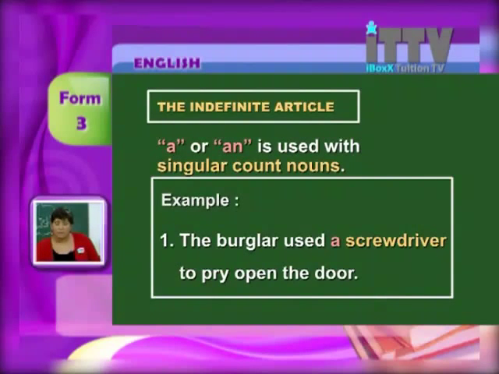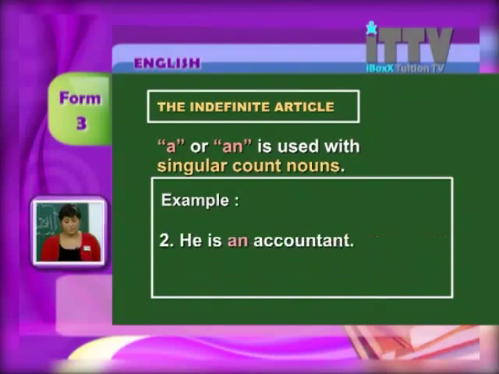Let's look at the example. The burglar used a screwdriver to pry open the door. The burglar used a screwdriver, meaning a general sort of screwdriver, not a particular one. To pry open means to force open. So the use of the word a for screwdriver is correct. The second example, he is an accountant. Now we use the word an before accountant simply because the a in accountant is a vowel.